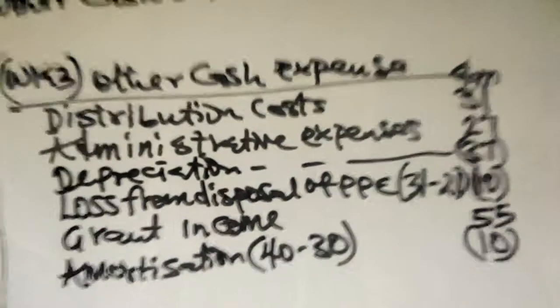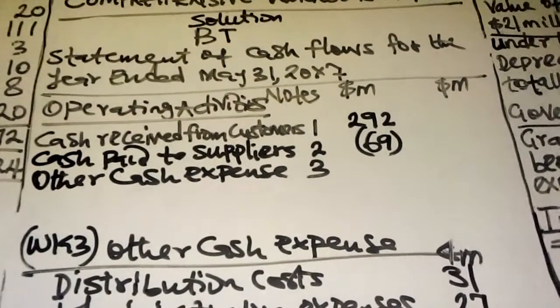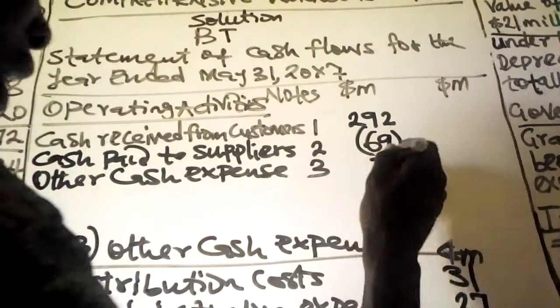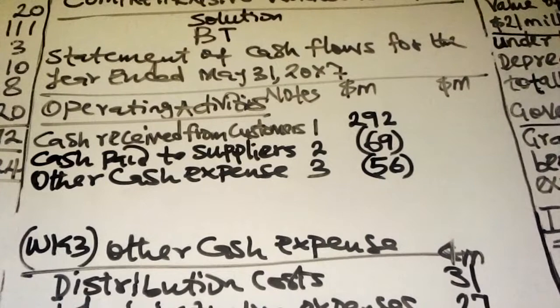Now, after this adjustment, 31 plus 27 minus 37 minus 10 plus 55 minus 10, then you will be left with 56. That is the other operating cash expense. That is the amount you are going to recognize as operating activity, which is 56. It is an outflow because it is paid, so we subtract that.